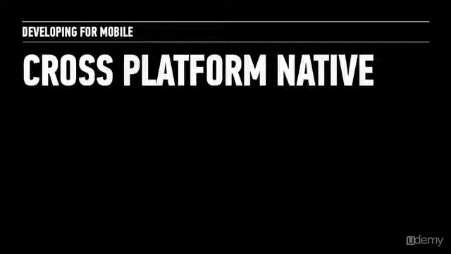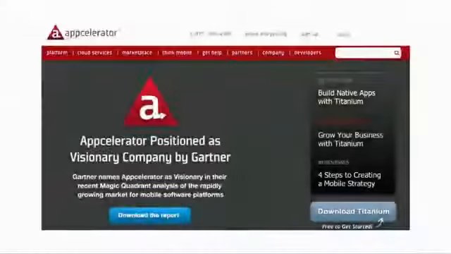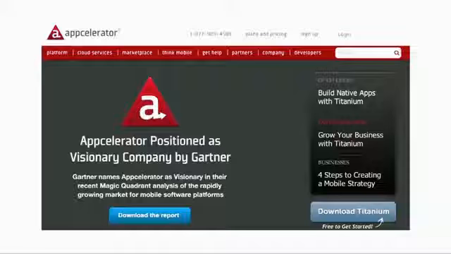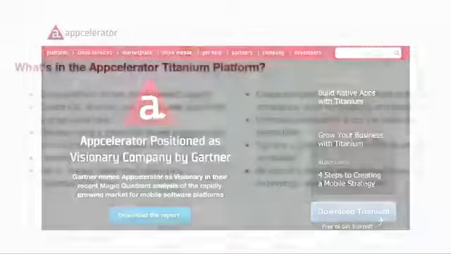However, the next level you should consider is the idea of getting a cross-platform but native-looking device. With cross-platform native, a good example of this would be Appcelerator by Titanium. I would argue that Titanium is probably the leader in this field at the moment. And let's have a look very quickly at what it is. So what's in the Appcelerator Titanium platform?